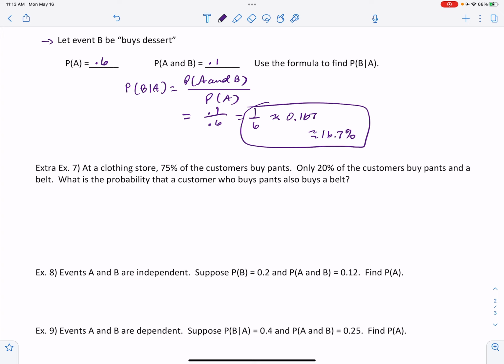So try this again, just an extra example. See if we can do the setup here. At a clothing store, 75% buy pants, only 20% buy pants and a belt. What is the probability that a customer who buys pants also buys a belt? So again, this is my given. So that's going to be event A, buys pants. Also buys a belt, so event B is buys a belt.